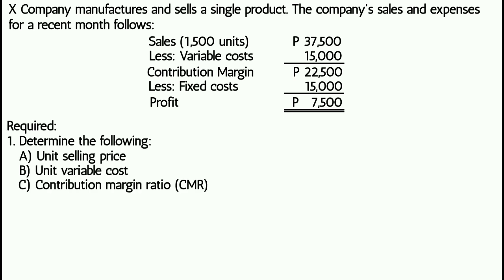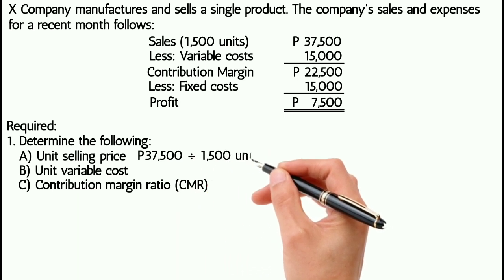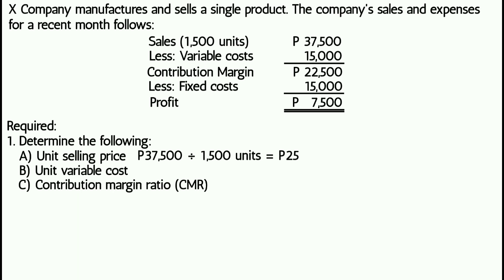Let's answer requirement number 1. Determine the following. A. Unit selling price, B. Unit variable cost, and C. Contribution margin ratio or CMR. Unahin natin yung unit selling price or selling price per unit. Unit selling price or selling price per unit is equal to sales in pesos divided by sales in units. The sales in pesos amount to 37,500 pesos. At yung sales in units ay 1,500 units. So, 37,500 pesos divided by 1,500 units, that is equal to 25 pesos. And that is the unit selling price or the selling price per unit.